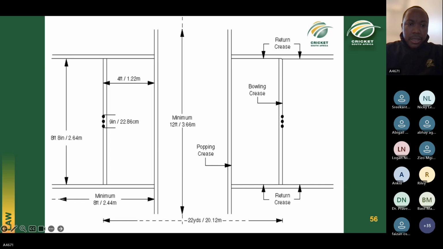So both the return creases on either side of the stumps can, in theory, be drawn all the way to the boundary, but law requires that they are painted to a minimum of 2.44 meters. The popping crease can be painted as well all the way to the boundary. That is not usually the case. Law requires a minimum of 3.66 meters to be painted. What you often find is if you have multiple strips of pitches laid out close to each other, they will share one long popping crease that goes all the way across the square. And so that minimum of 3.66 meters requirement is easily met.